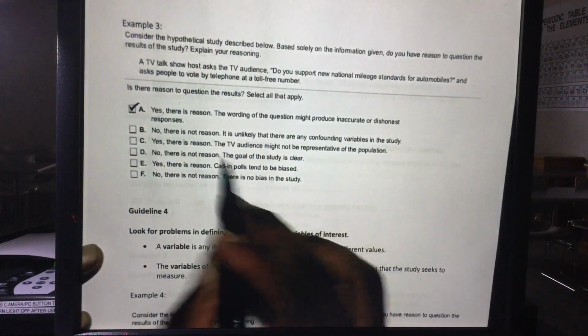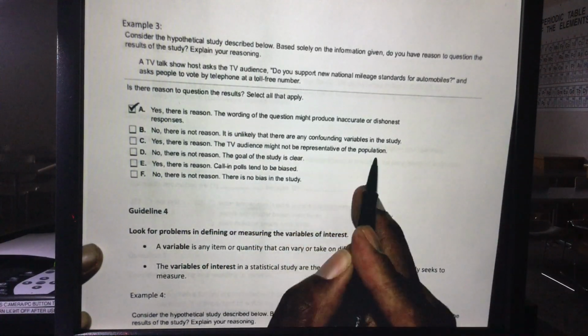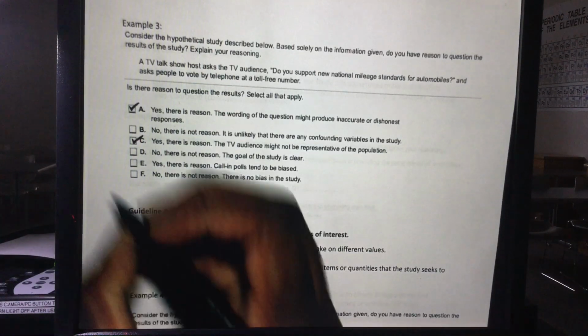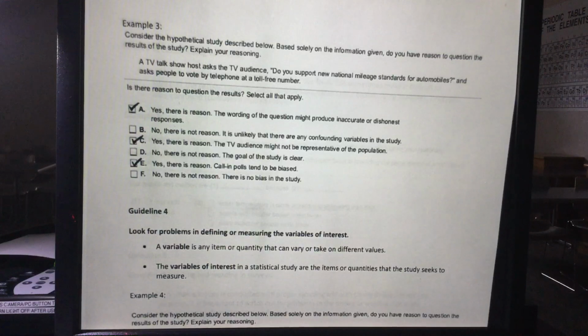Another reason would be that the TV audience might not be representative of a population. Okay. That could be a big question. It's just what the TV audience thinks, but it's not going to be of the entire population. And another reason would be that those call-in polls, they tend to be biased. Okay. It's usually, those polls are based on those who choose to respond or choose to call in. Is not representative of the entire population. So do be aware of those types of studies.